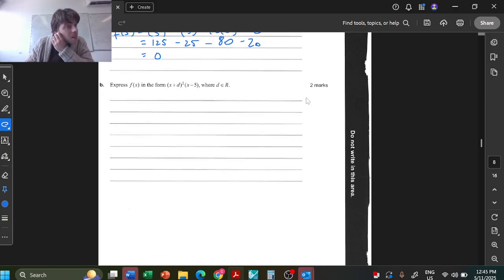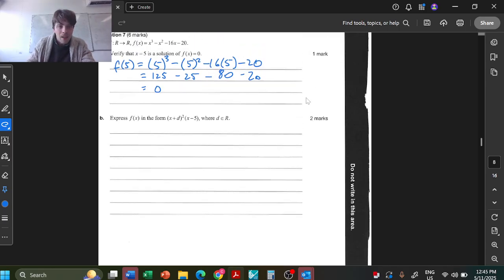All right, so moving on to this question here, we have f(x) in the form of (x plus d) squared times (x minus 5). This is quite nice for us because we have verified one of those solutions. So if we want to factorize this fully, we can just use synthetic division. We've got our solution, so I stick that out the front here, put in the coefficients 1, -1, -16, -20, and we do our little procedure.